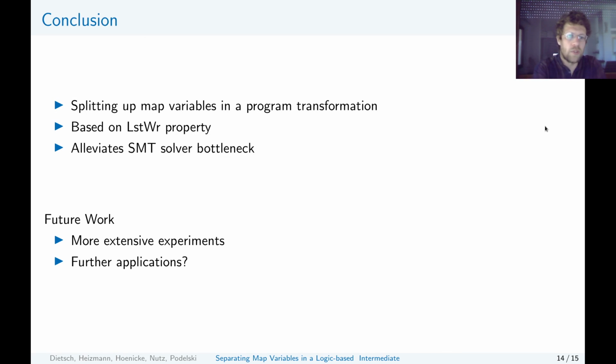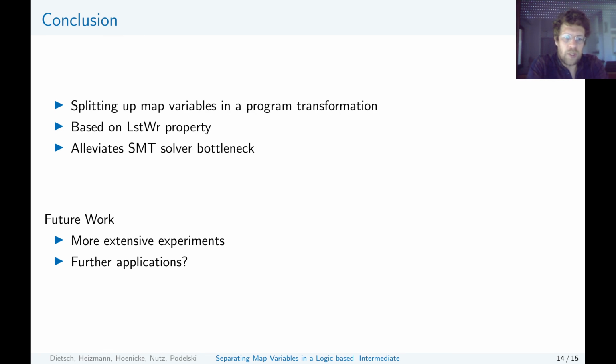Now to conclude, we've presented a program transformation for splitting map variables in order to make the program easier to verify. For that, we've introduced this last writes property, and we have seen on a proof of concept example that this indeed alleviates the SMT solver bottleneck that I talked about during the introduction.